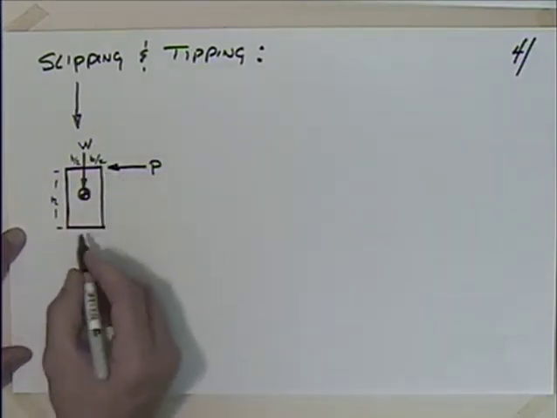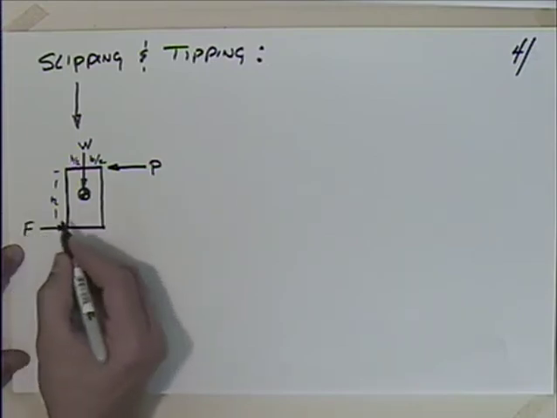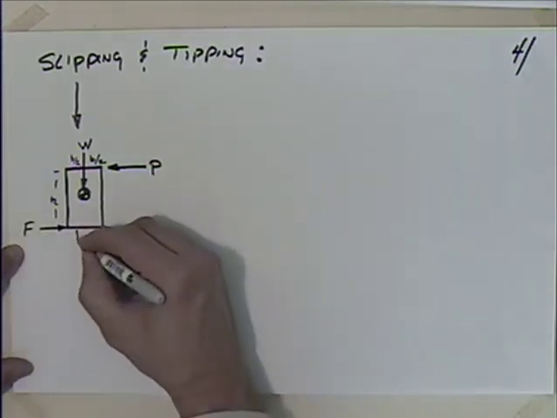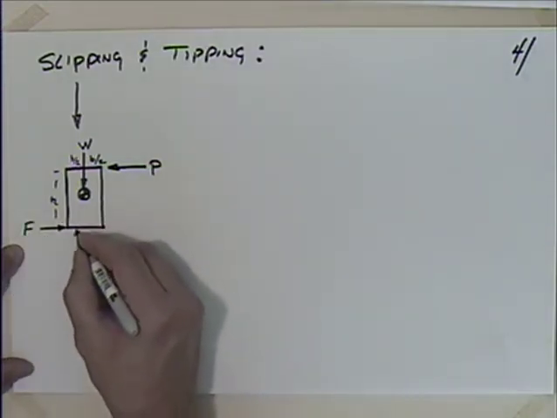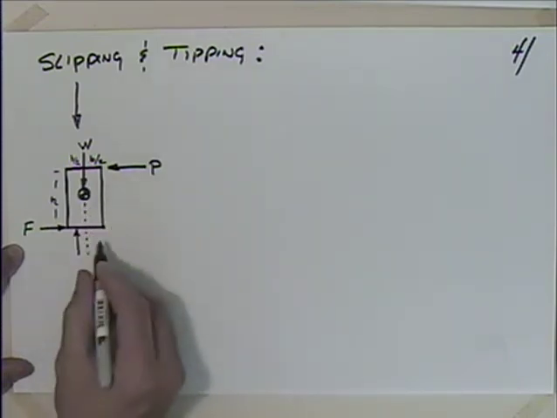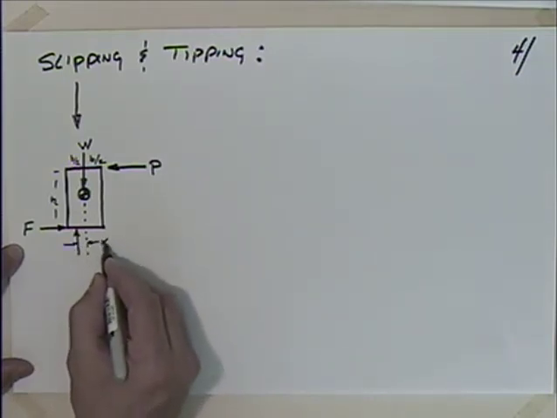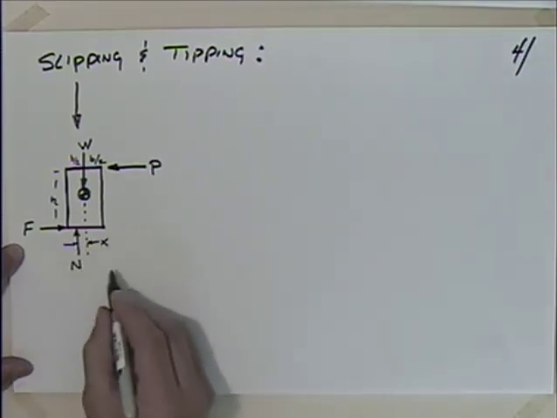And what do we have here? Well, if we have slipping, we're going to have the friction force here. We'll say that that's F. And we're going to have the normal force somewhere in here. And I'm not really sure where that normal force is. We can say that this distance is x. This is the normal force.